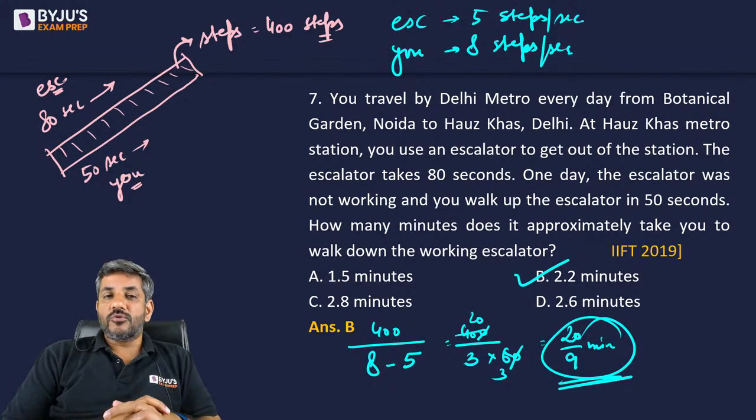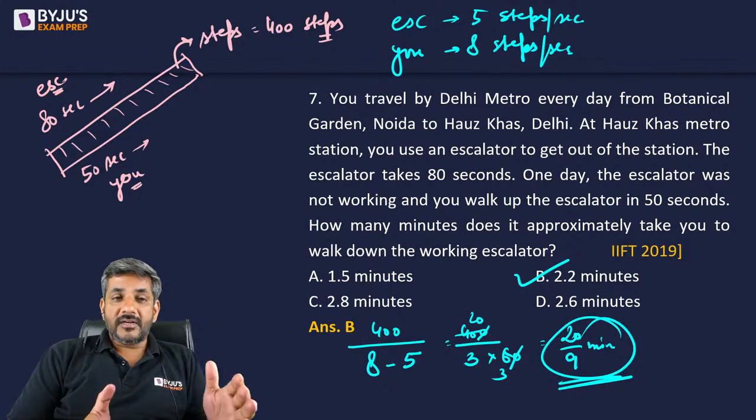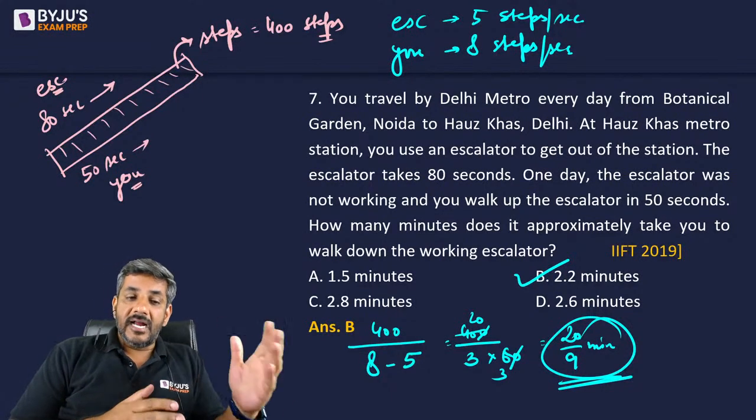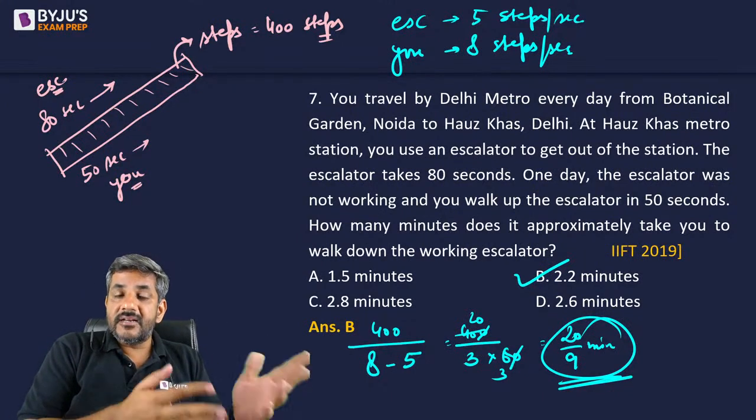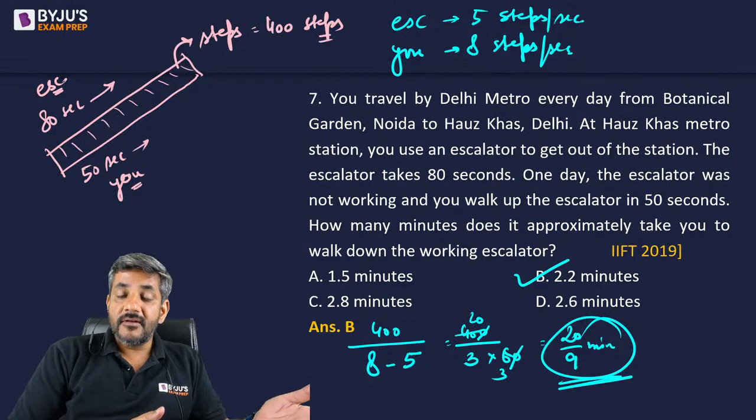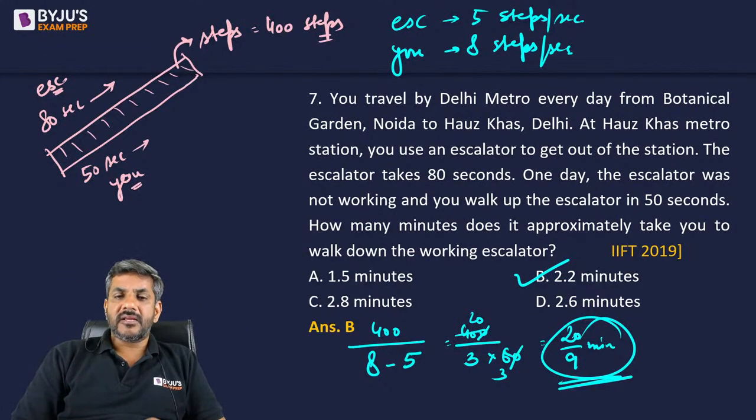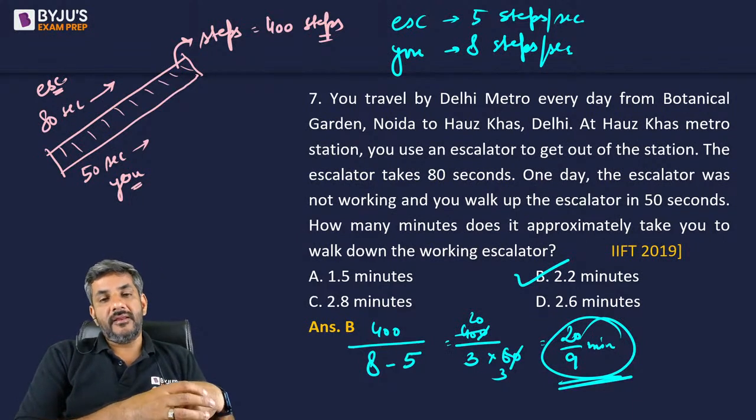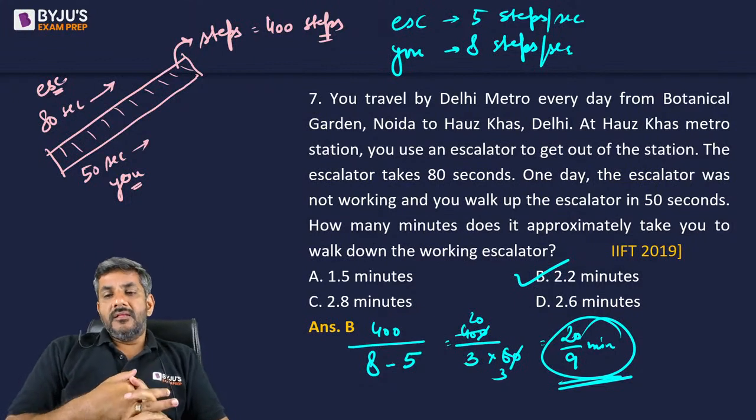We have assumed the total number of steps to be a multiple of 80 and 50, that is 400. 400 steps. The escalator takes 80 seconds, meaning the escalator's speed is 5. I take 50 seconds, that means my speed is 8. If I'm moving against the escalator, I'm moving at a speed of 8 minus 5. And if I go at a speed of 8 minus 5, how much time will it take to cover 400 steps? 400 divided by 8 minus 5, divided by 60 to convert into minutes. That gives me the answer as 20 by 9 minutes for question number 7. Okay. That was question number 7.